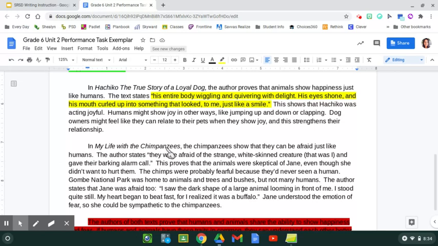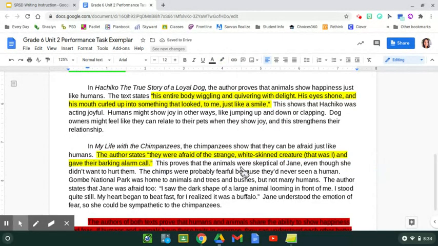In My Life with the Chimpanzees, the author shows that they can be afraid just like humans. The author states, "they were afraid of the strange white-skinned creature that was I and gave their barking alarm call." So I'm going to stop here because here are my quotation marks again. And I have a sentence starter that says the author states. That's a clue that what comes after that is textual evidence. So I'm going to highlight this whole sentence, and that's going to be yellow for textual evidence.